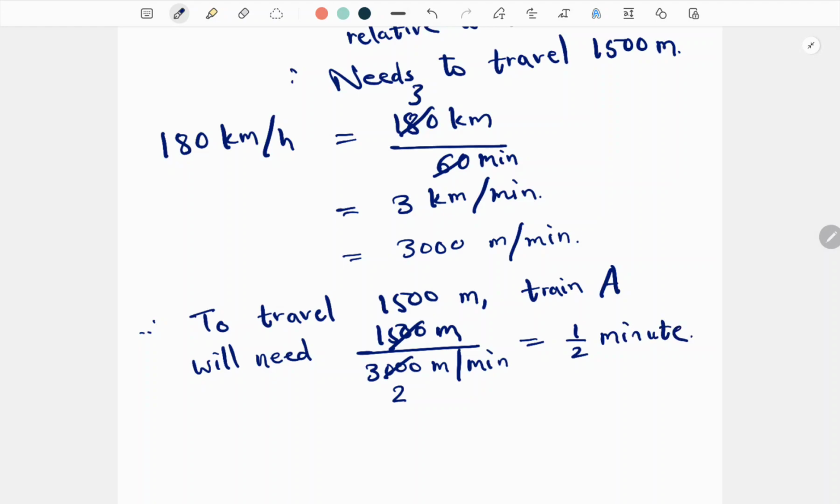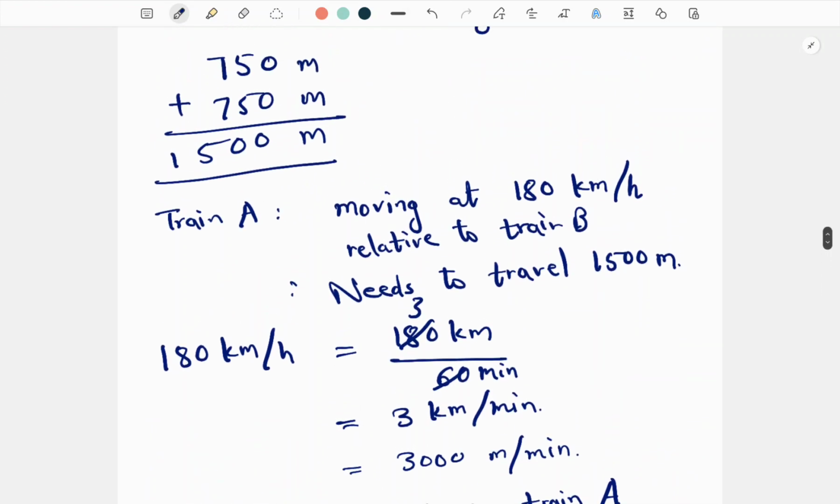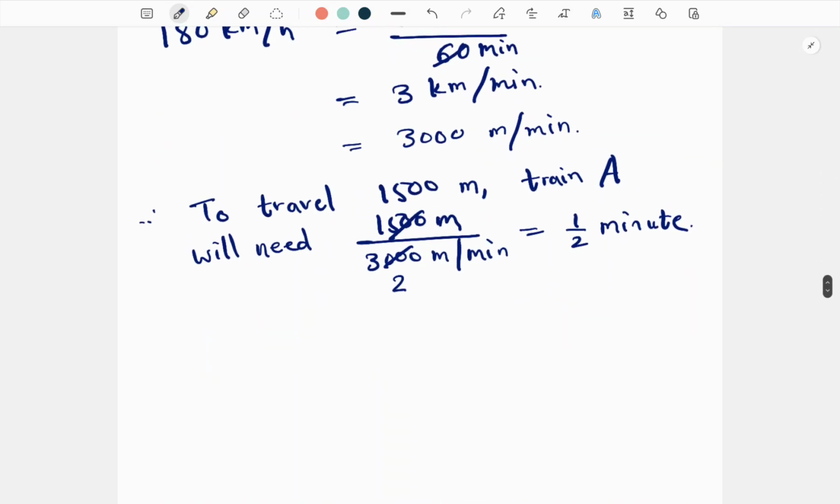So train A, just to remind you, is not moving at 3000 meters per minute. It is moving at its own speed, but its speed relative to B. We imagine that train B is at rest, and that's the way to solve this problem. Whether we do it from the point of view of an observer on train B who is at rest, or on train A, or someone who is standing on the ground, the answer is going to be the same. The time it takes for train A to travel and cross train B is not going to depend upon the point of view of which observer is making the calculation.